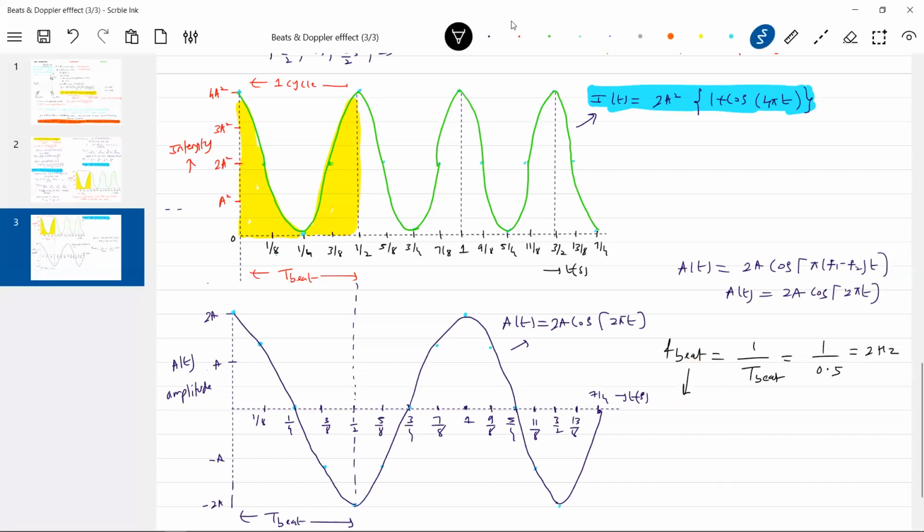So how do you define beat frequency? Number of intensity cycles completed in 1 second. I'm coming to the core concept of this. In 1 second, you can see how many cycles got over. 1, 2. So 2 cycles got over. That's the beat frequency. So how many beats am I going to hear? The 2 hertz. So now you can ask questions, sir.